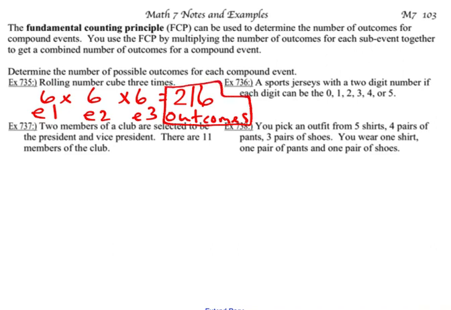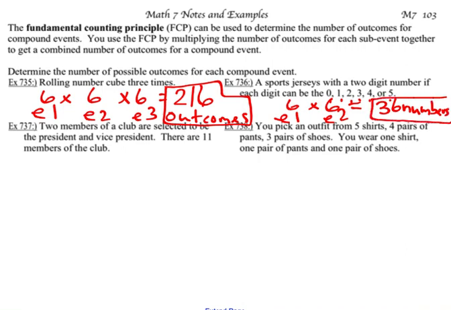Okay, example 736. A sports jersey with a 2-digit number if each digit can be 0, 1, 2, 3, 4, or 5. We actually did this one earlier in the week. Event 1 would be the first digit and event 2 would be the second. The first digit has a total of 6 options. The second digit has a total of 6 options, giving us 36 different jersey numbers that we could have.